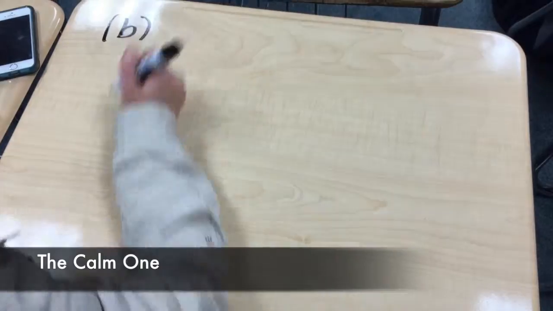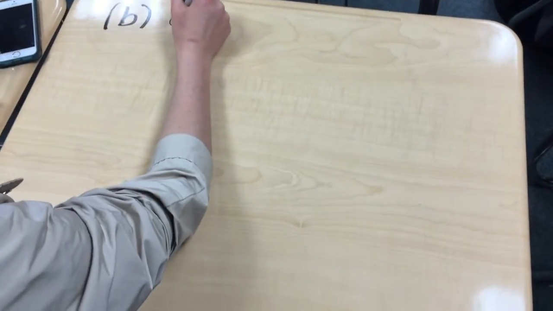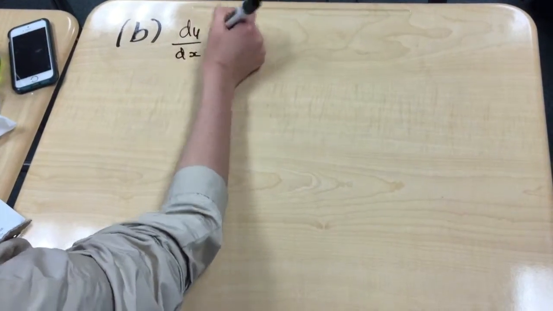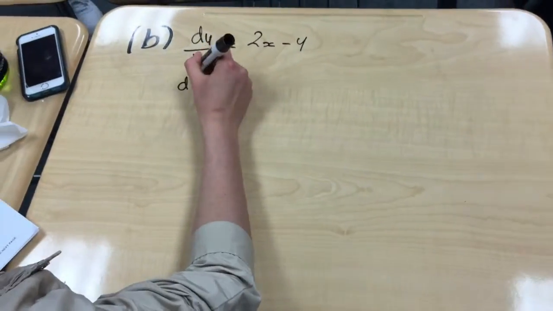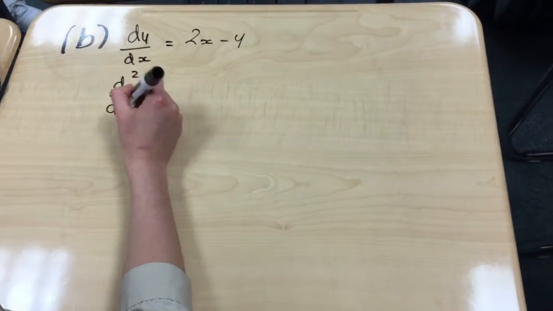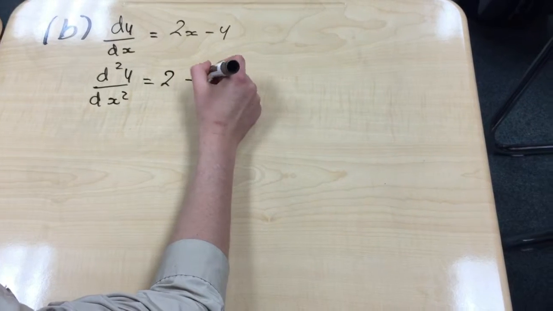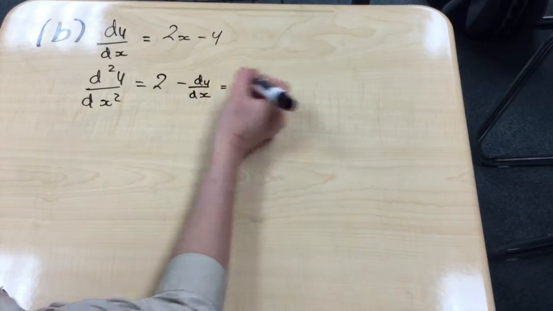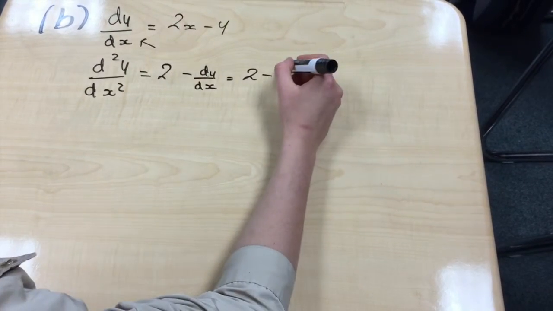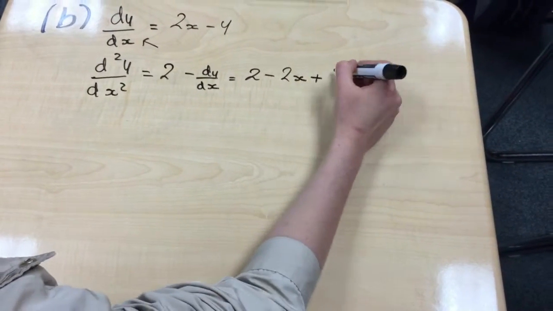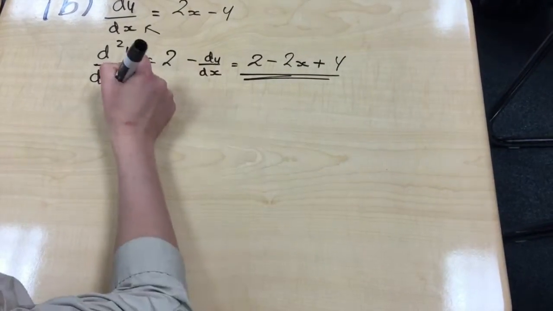Okay, part B. Part A went pretty well, so hopefully part B will be okay too. It's asking for the second derivative. They've given us the first derivative, so all we need to do is find the derivative of that, with respect to x. The derivative of 2x is 2, and then the derivative of y is dy/dx. Then we plug in 2x minus y for dy/dx, because that's what they give us. And that gives us the second derivative. Looking good so far.